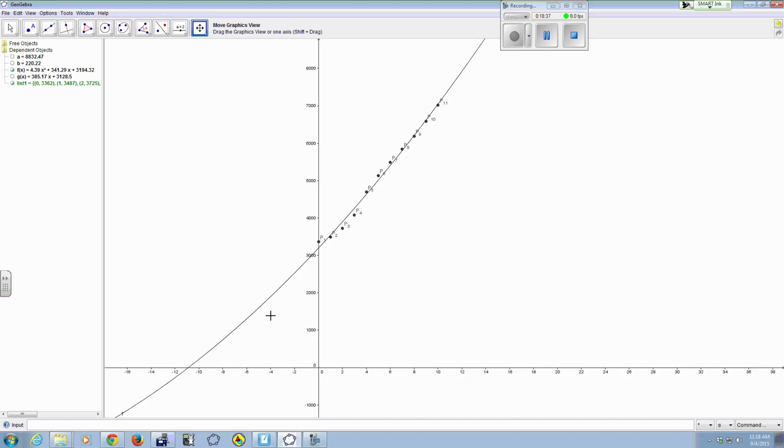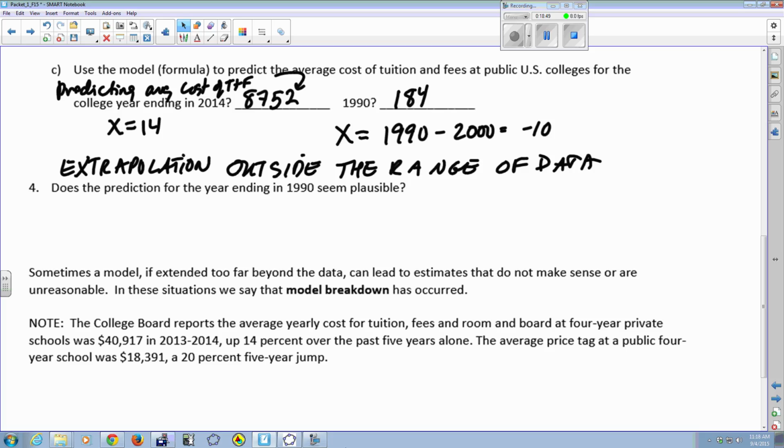That's the language you use. It's not a good model outside of this data set, particularly in the past. So far, a few years into the future, it seems reasonable. So the actual language, whenever you get a result from using a model that goes outside of your data set that doesn't seem plausible or makes sense or isn't reasonable, you say that you have model breakdown. This is something you want to highlight in your notes, particularly for your project. You may want to use this term at some point.